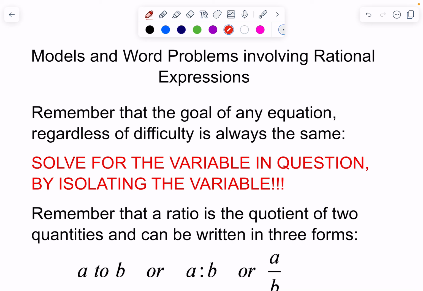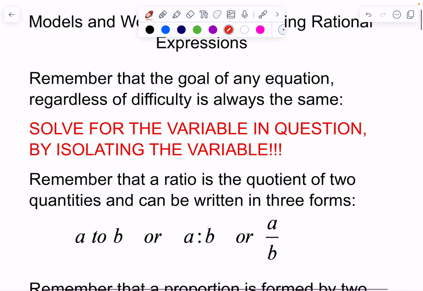Today we're going to learn how to model and solve word problems involving rational expressions. So let's get right to it. Please remember that the goal of any equation, regardless of its difficulty, is always the same. You want to solve for the variable in question by isolating the variable.